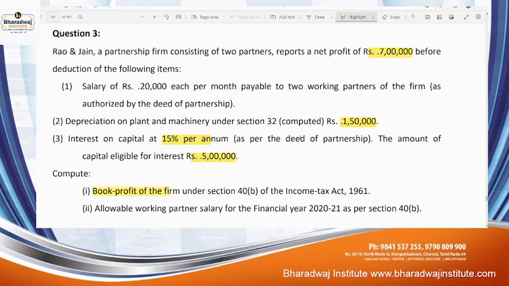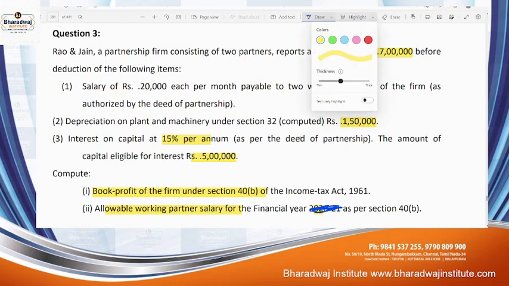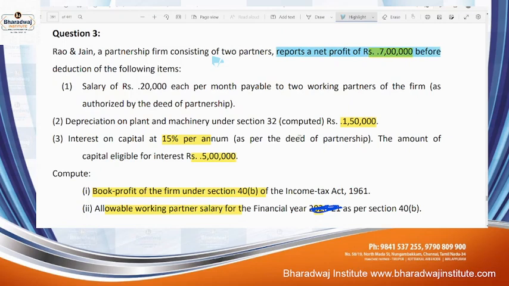They ask you to calculate what? Book profit and allowable salary for the relevant financial year. Normally the overlooked mistake is that we read net profit is given, and we add back, less, etc. The highlighting point is, look at the first line. Net profit 7 lakhs. What is given? Before deduction of the following items, which means points number 1, 2, 3 are not deducted.